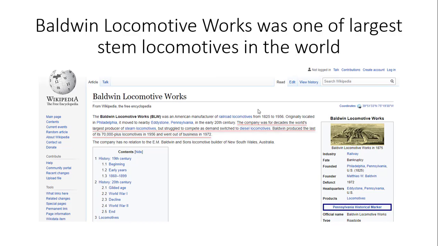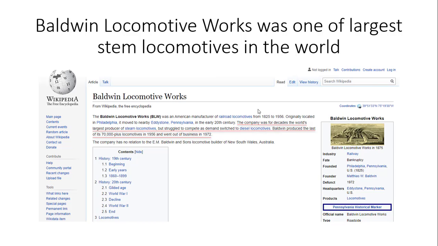They were in the business for over 100 years. Originally located in Philadelphia, it moved to nearby Pennsylvania, and in the early 20th century the company was for decades the world's largest producer of steam locomotives, but struggled to compete as demand switched to diesel locomotives. Baldwin produced the last of its 70,000-plus locomotives in 1956 and went out of business in 1972.